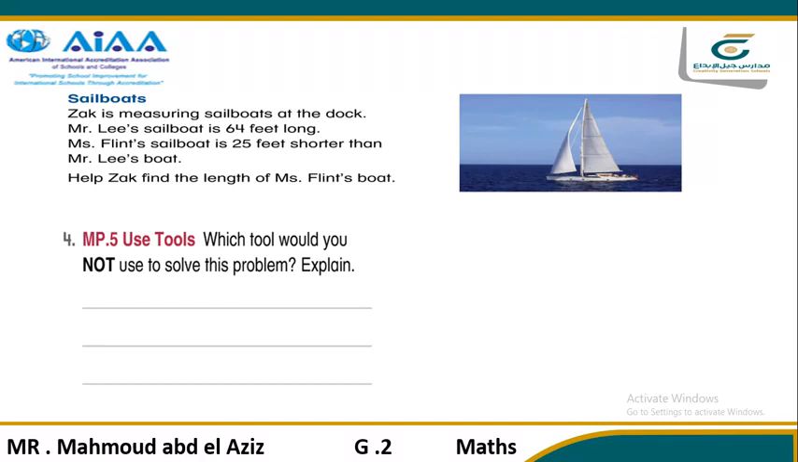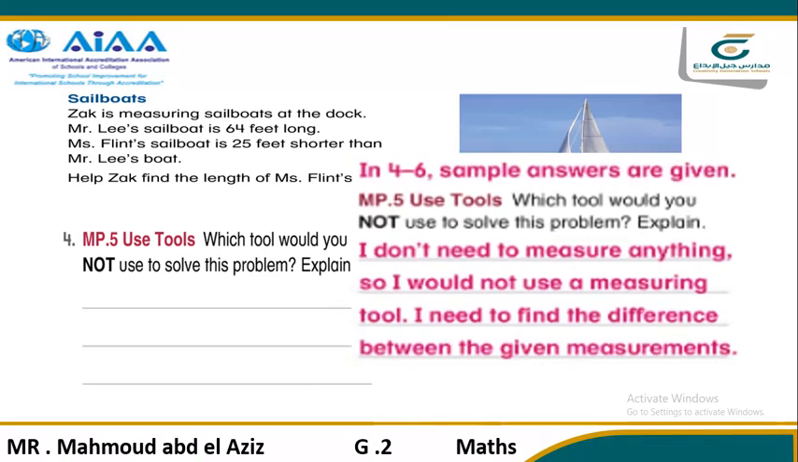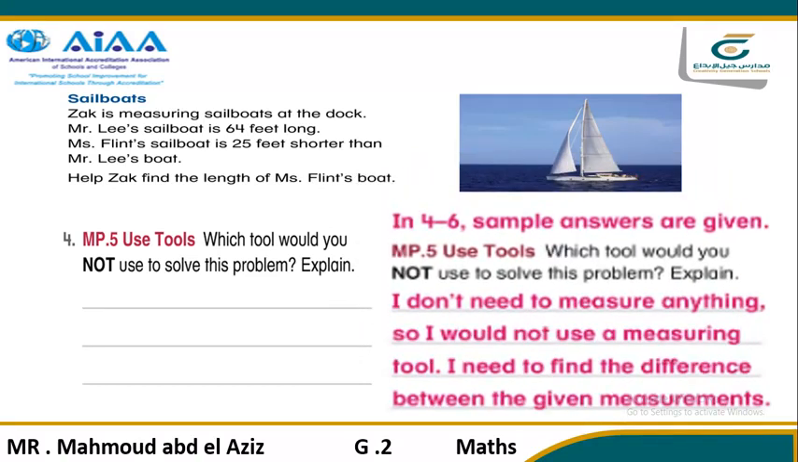Here you should ask yourself a question. Do you need a tool to measure anything here? No, you don't need any tool here. You have the numbers: 64 feet long and the other number is 25 feet long. So here you don't need to measure anything. So you wouldn't use a measuring tool. You just need to find the difference between the given measurements.